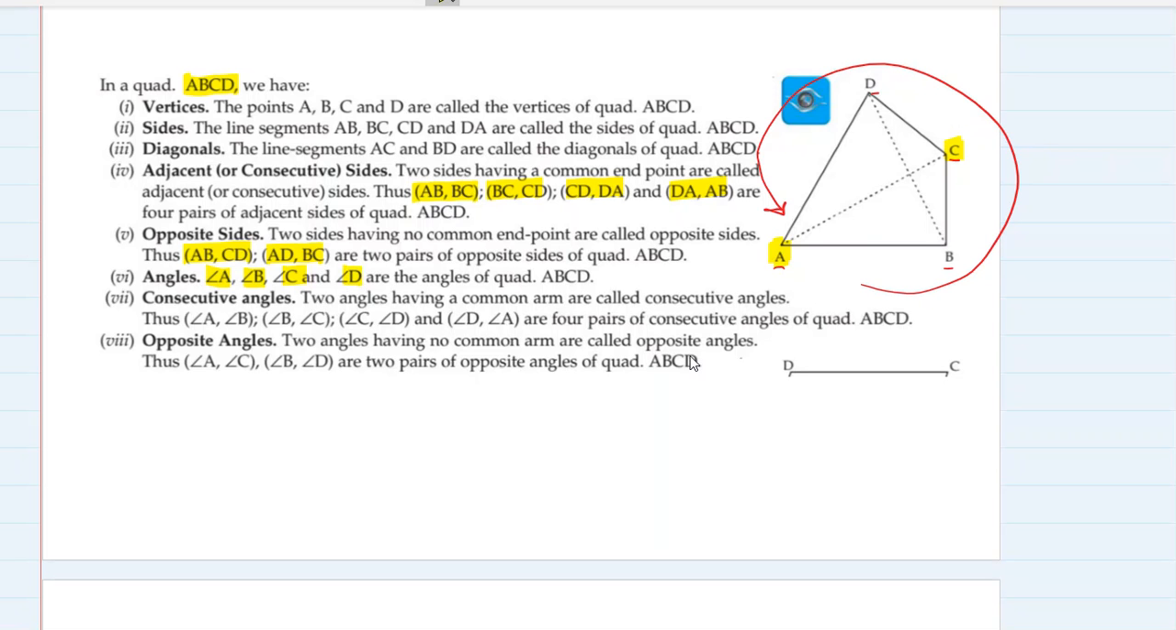Consecutive angles. Consecutive angles means the angles which are on a common side. That is angle A and angle B are consecutive angles or adjacent angles.